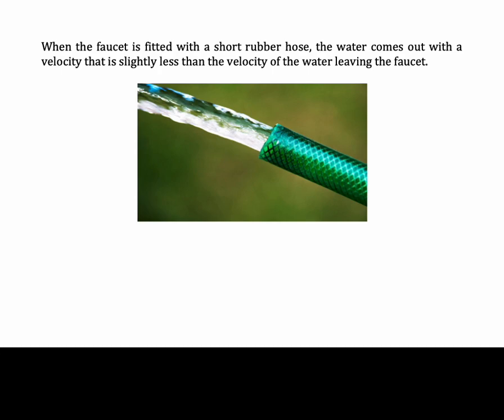The water will flow out from the faucet at a certain velocity. When the faucet is fitted with a short rubber hose, the water comes out with a velocity that is slightly less than the velocity of the water leaving the faucet. This is quite a common phenomenon. For example, if you have a faucet here and you connect a short rubber hose, the water still flows at a certain velocity.